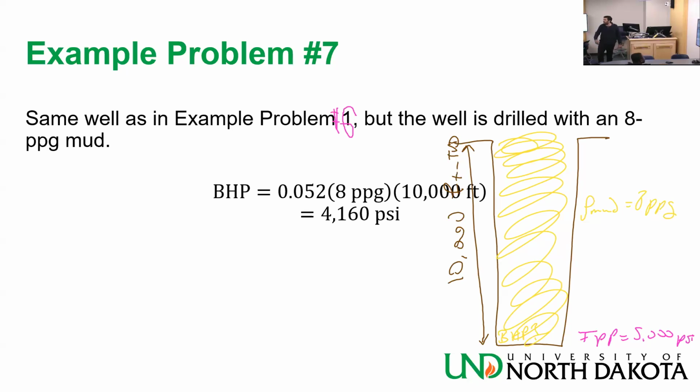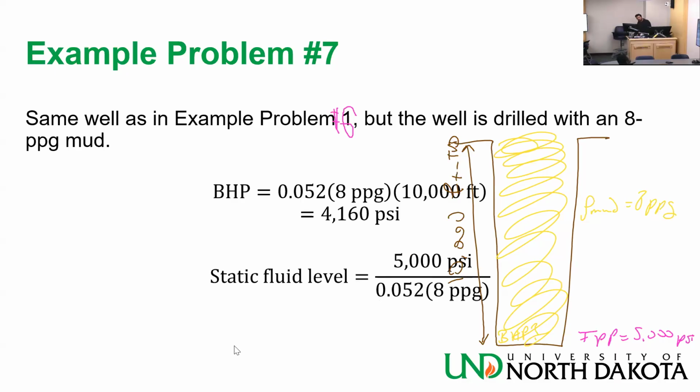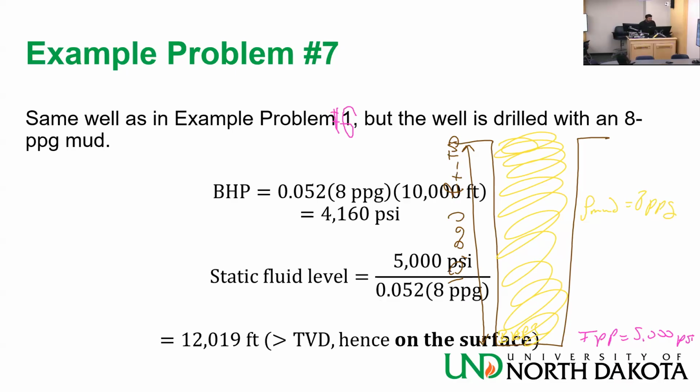If I shut in the well, what am I going to be reading on the surface? Exactly, 840 psi. Now, what is the static fluid level? It is 5,000 divided by 0.052 times 8 ppg, and you will calculate something that is higher than the depth of the well, right? 12,000. In that case, you will say on the surface. You see, it's written here on the surface.